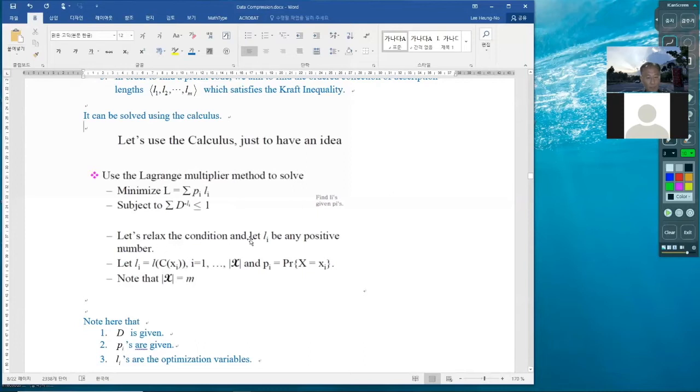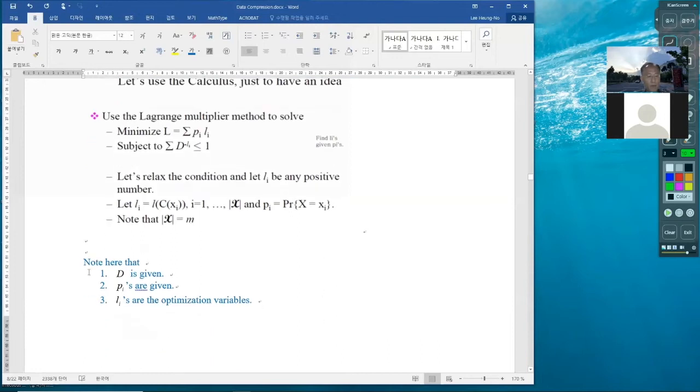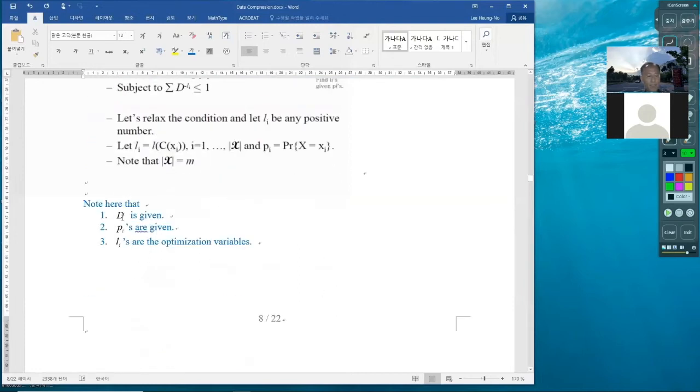So let's relax the condition and let l_i be any positive number, where l_i is basically the length of the codeword for each x_i. The p_i are given to you, and also the size of the alphabet is given to you as m. So we want to find the collection of l_i's. Again, I want to emphasize that D is given to you, the p_i's are given to you. What we want to find are the l_i's.